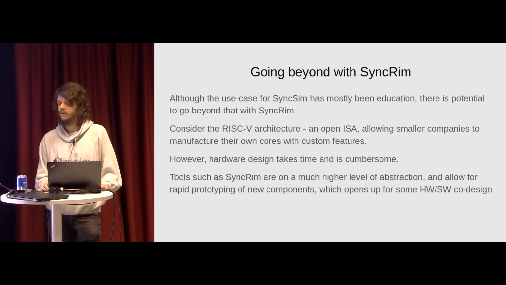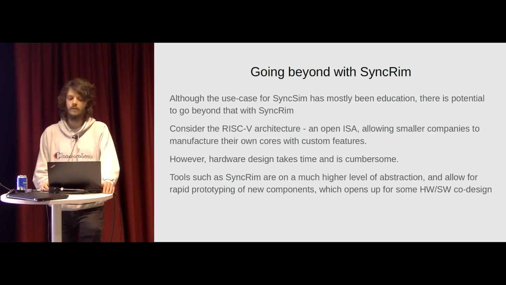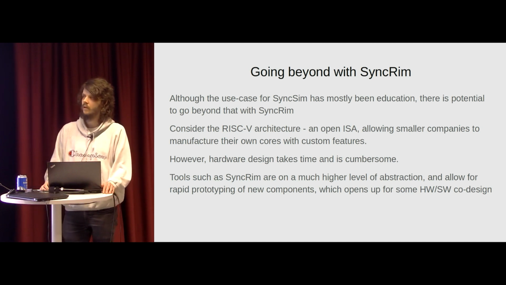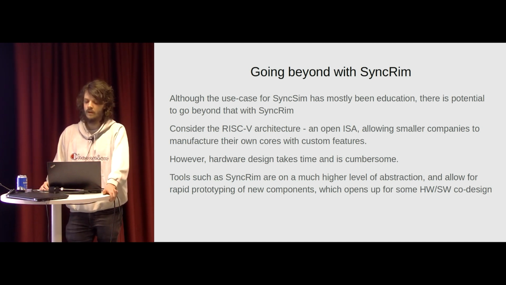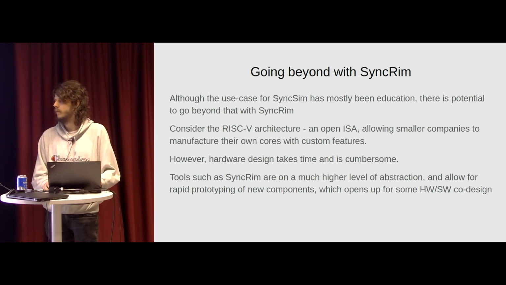Although the use case for SyncRim has mostly been education, there's potential to go beyond that. If we consider the RISC-V architecture, we have an open ISA, which allows smaller companies to manufacture their own cores with custom features. But prototyping these takes a lot of time and effort. So tools like SyncRim offer a much higher level of abstraction. Components can be implemented and integrated really quickly, so there is room here for some hardware-software co-design experiments.